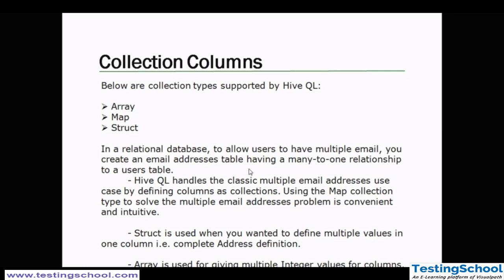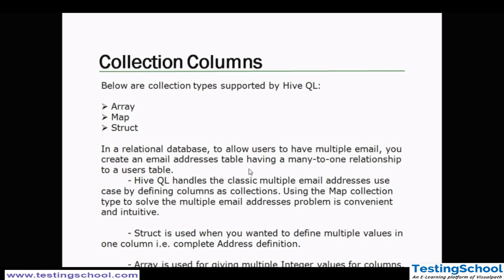The first one is array, the second one is map, and the third one is struct. As we know, in traditional databases like SQL, if we wanted to insert multiple email addresses in one column, it is not possible, and you have to enter multiple email addresses in different columns. But Hive provides the functionality where you can insert multiple email addresses in one column using the map collection that is used with key value pairs.